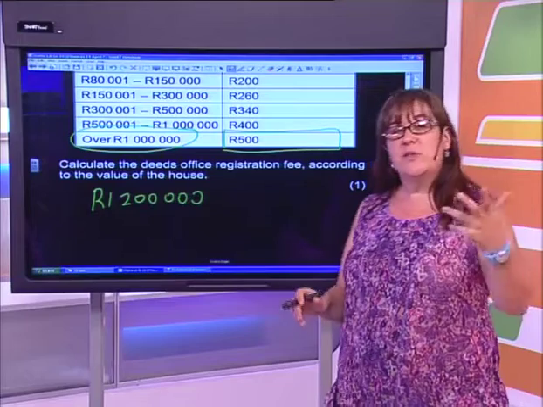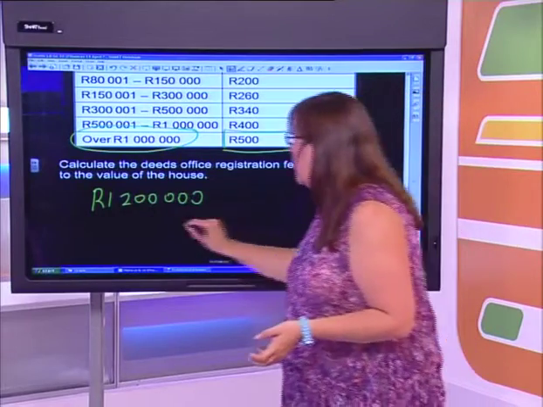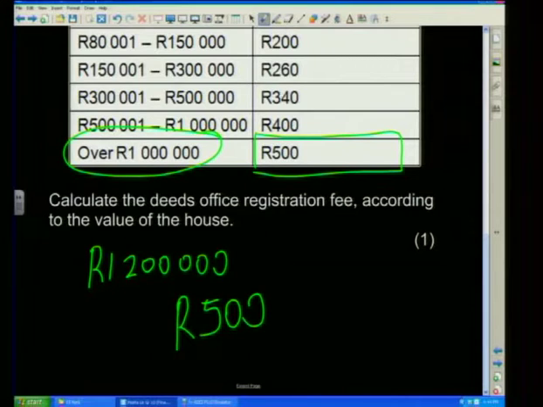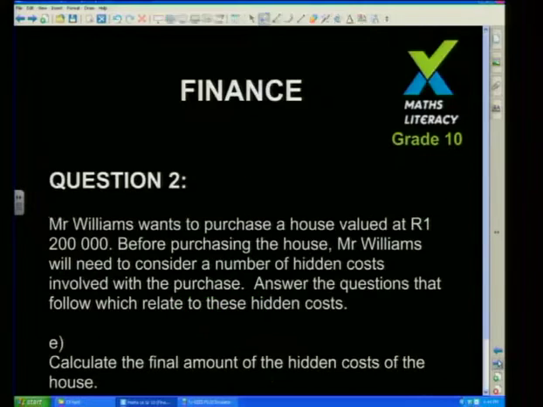And again, a nice question. We didn't have to do any calculations. We clearly see that he has to pay 500 Rand. Okay. So it was a simple question, and again, 1 mark. So those 1 mark questions are really nice. Let's move on to the next part of the question.